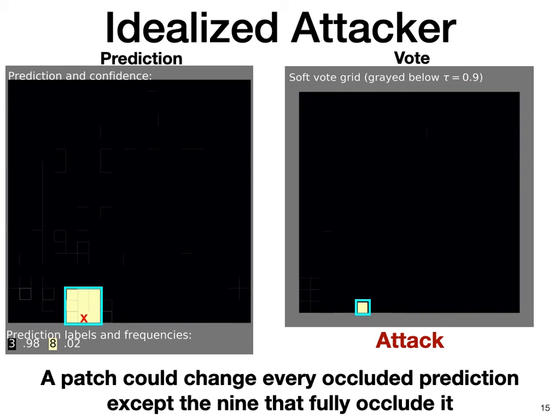This is the most predictions that an attacker could hope to change. Everywhere except where the patch is fully occluded, the model predicts 3. Yet there is always a 9-cell window whose predictions cannot be changed by the attacker. Here, the predictions for 8 are strong enough to appear in the voting grid, as they are above our confidence threshold.